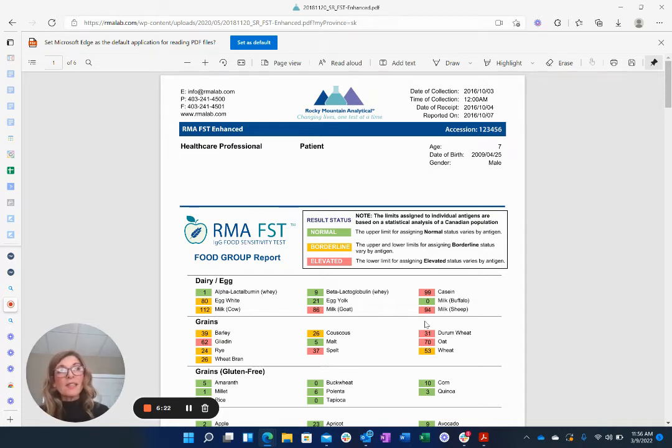So that's the overview of what a food sensitivity test looks like. It's a quick finger poke. We do it here in the clinic. It takes us about 2 or 3 weeks to get those results back. We sit down and we help you understand and interpret those results and then put together a plan for you.